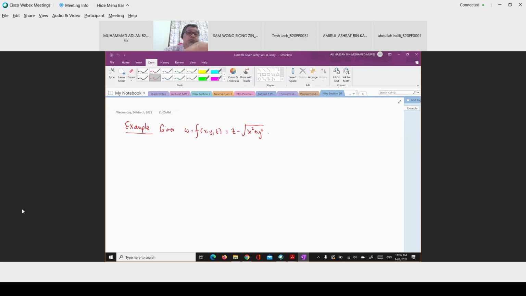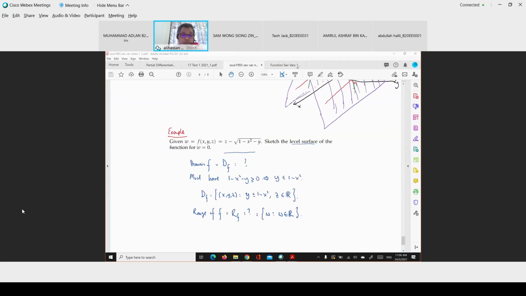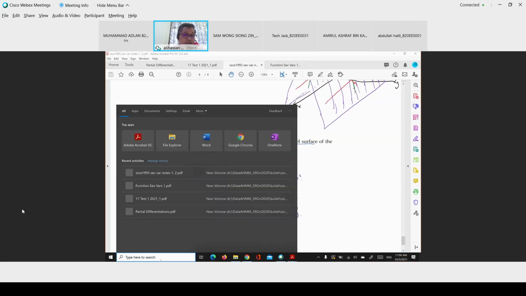Why I cannot change the color? Let me close this one and open it again.